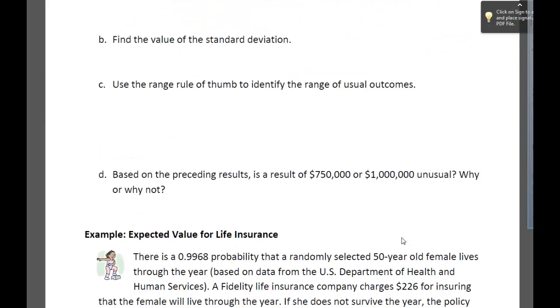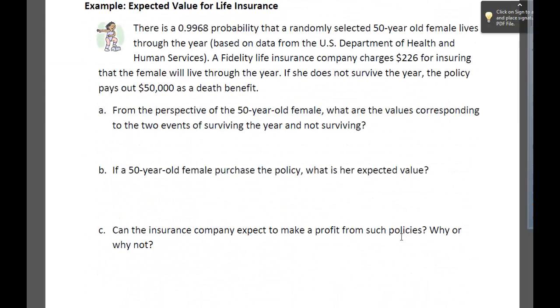Okay, we got several other things here. Let's look at this one about the life insurance. Very good one. It says there is a 0.9968 probability that a randomly selected 50-year-old female lives through the year. A Fidelity life insurance company charges $226 for ensuring that the female will live through the year. If she does not survive the year, the policy pays out $50,000 as a death benefit.